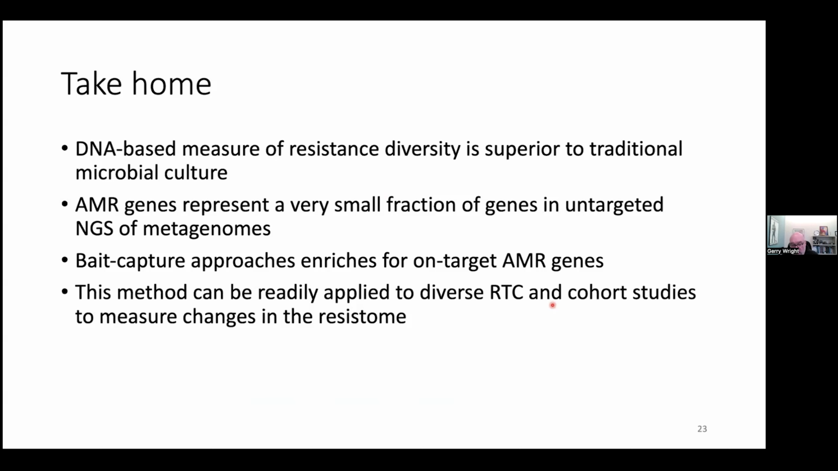And I'm really excited that we can apply this to all sorts of applications, whether they're cohort studies, as we showed you, or RCTs, or just general surveys of the environment. And in fact, Dirk is in the process of starting a company to be able to do this for wastewater samples from a number of different places.